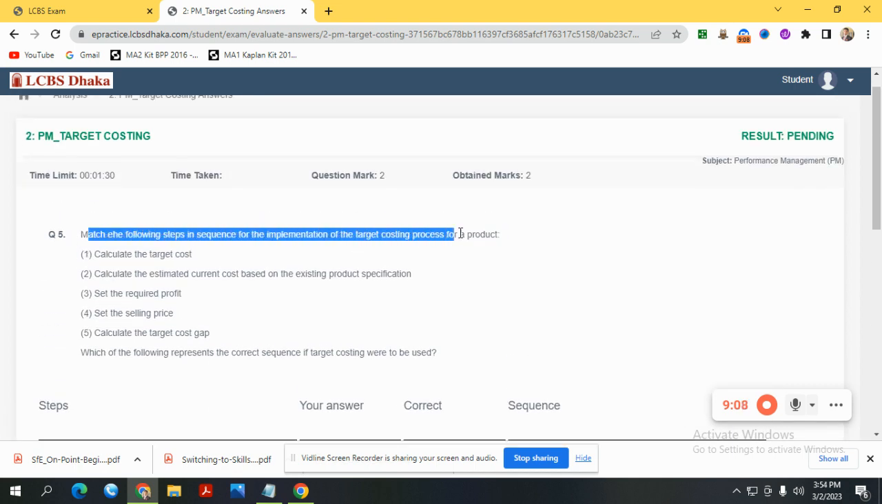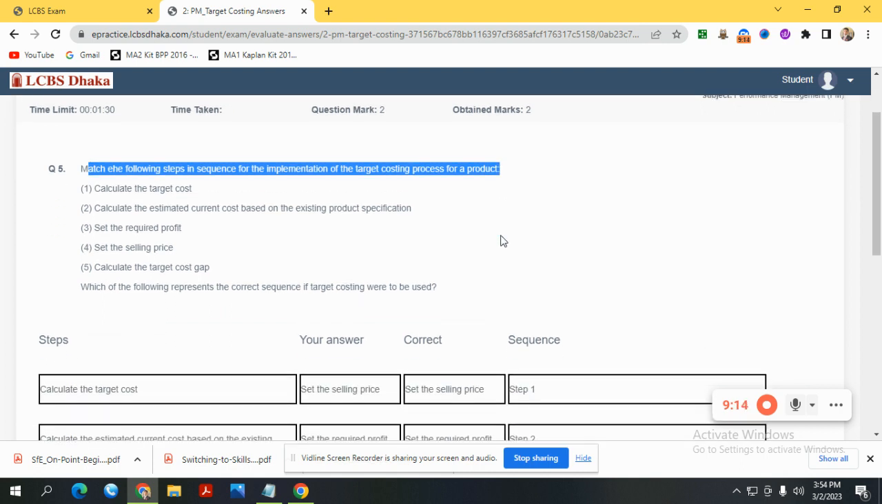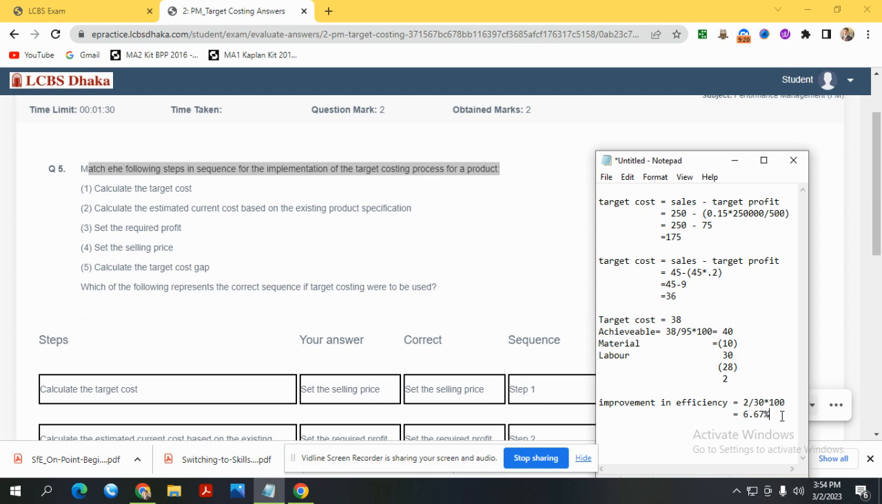So match the following steps in sequence for the implementation of target costing process for the product. As far as target costing steps are involved, you guys should remember by now the target costing steps. So let's deal with it. As far as we remember, our first step 1 was that we identify what our product specification is and how many units we want to sell. Is that here? It is not here.